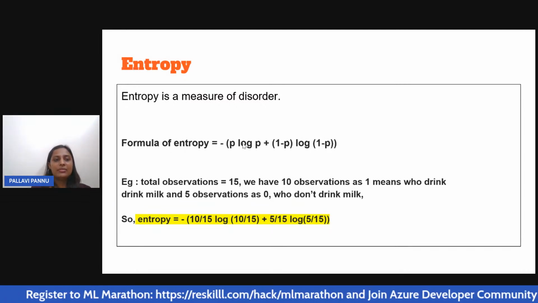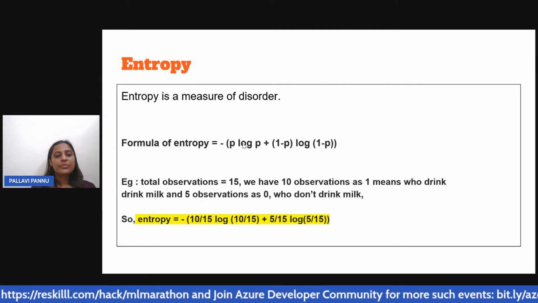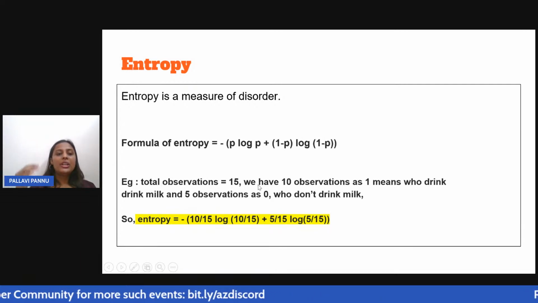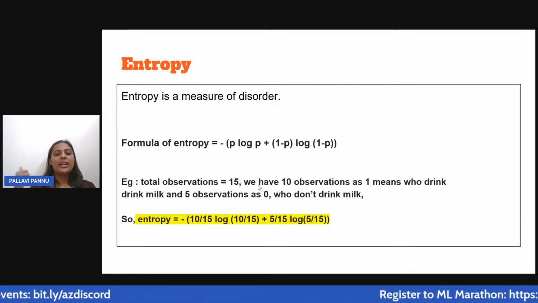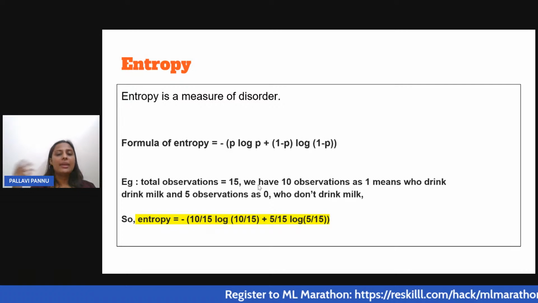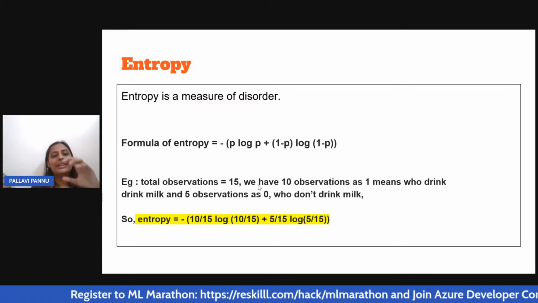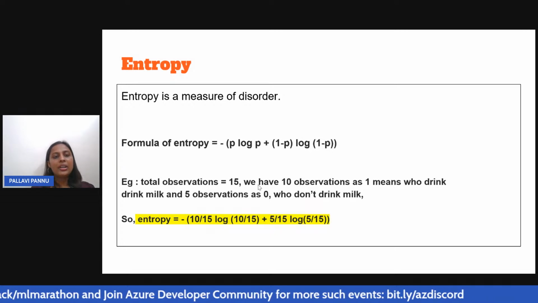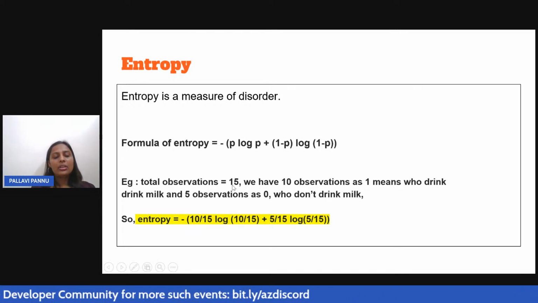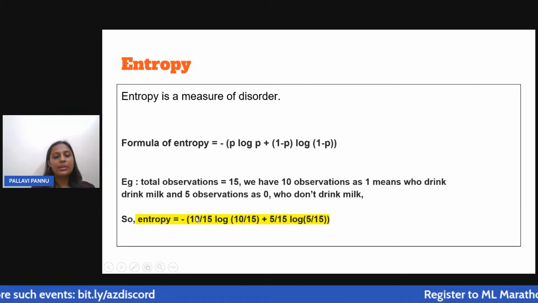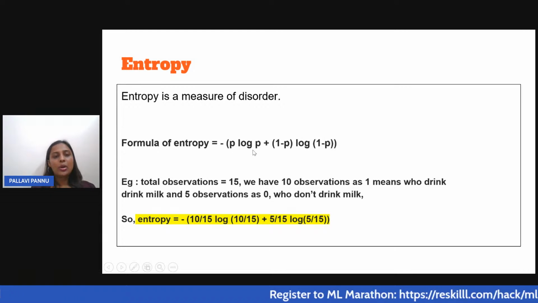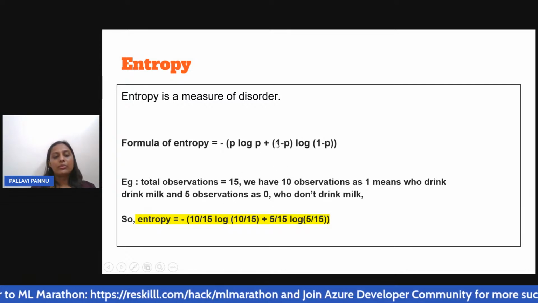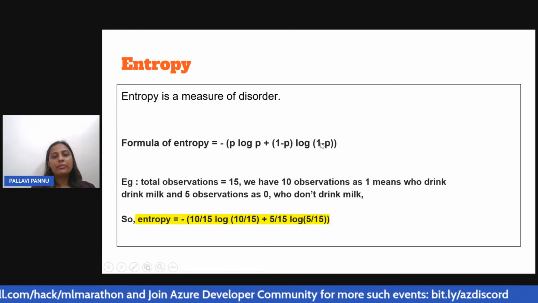It might look odd to you, so let me explain what entropy is with an example. Say total observations are 15, so you have 15 people with you, and 10 people say I drink milk and 5 people say I'm not drinking milk. How do you calculate the entropy of it? The total is 15, and 10 are drinking milk. So the probability is 10 by 15, log of 10 by 15, plus for the 5 people who don't drink milk, 1 minus p, which is 5 by 15, and log of 5 by 15.